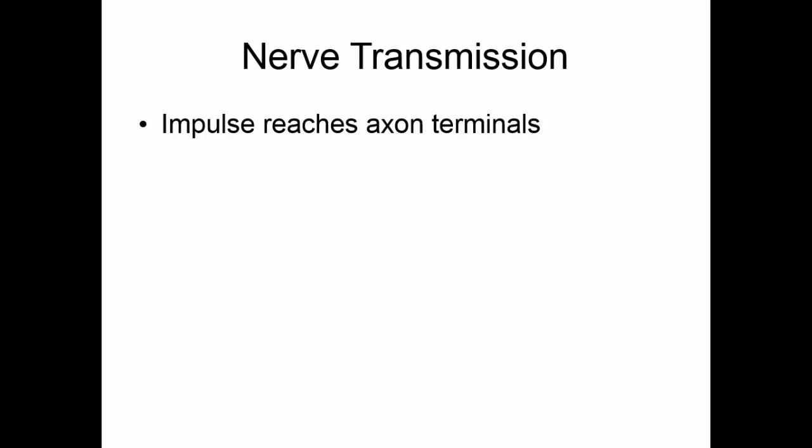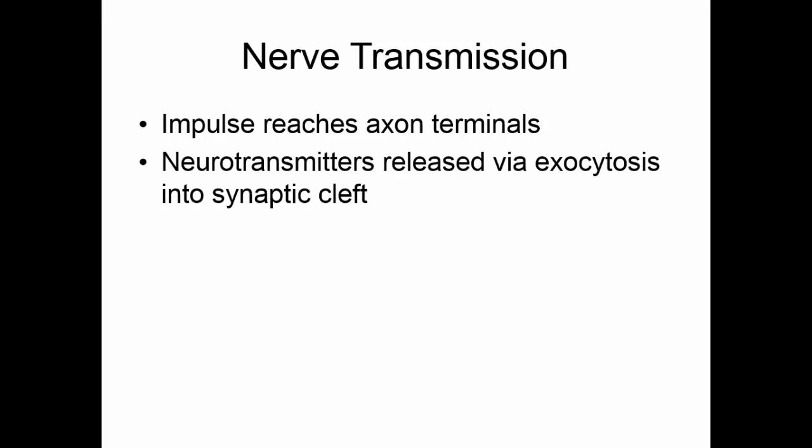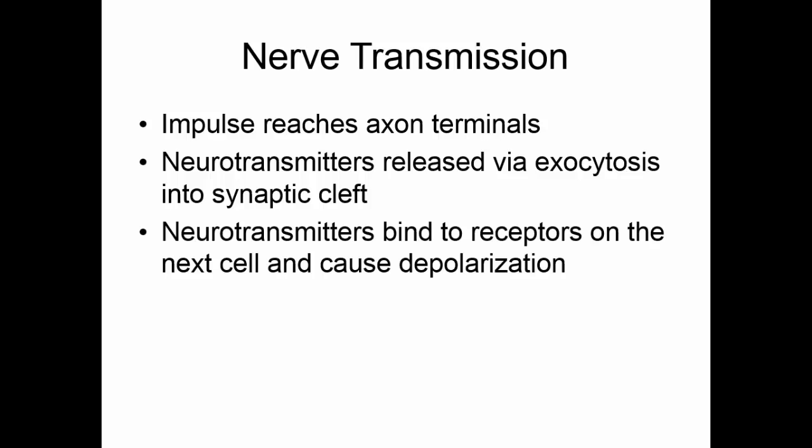Once the impulse reaches the axon terminals, the neurotransmitter is released via exocytosis into the synaptic cleft. The neurotransmitters will bind to receptors on the next cell and cause that cell to depolarize.